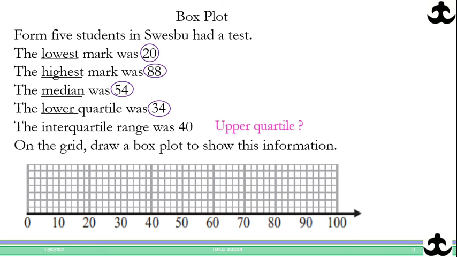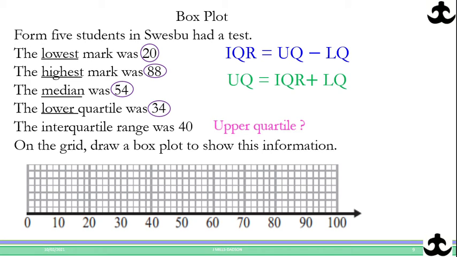So given the interquartile range, let's use the formula. If upper quartile minus lower quartile equals interquartile range, then upper quartile should be equal to interquartile range plus the lower quartile. You make upper quartile the subject of the formula. So by changing it around. So we know upper quartile is the interquartile range plus the lower quartile.